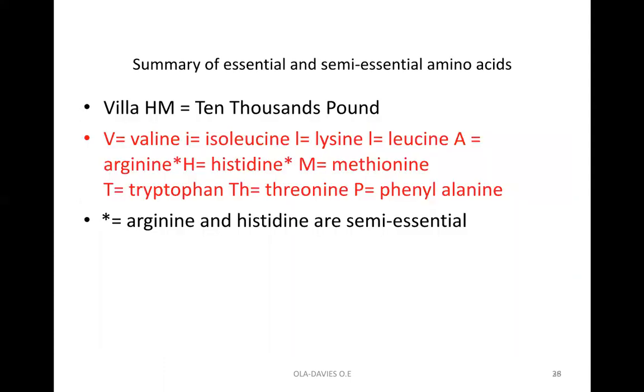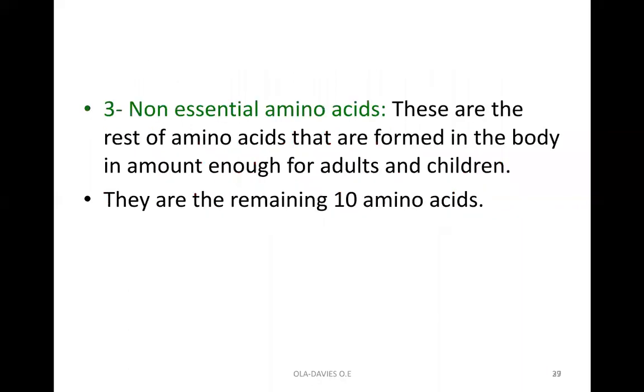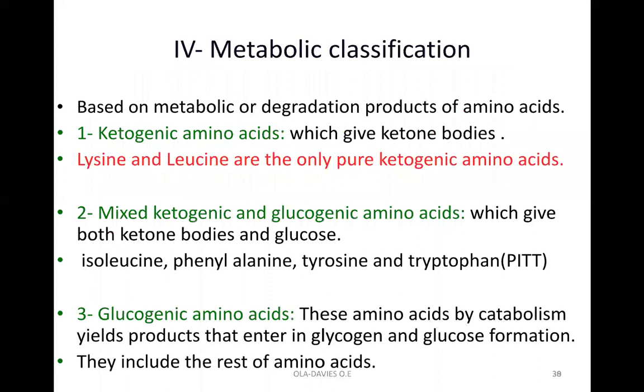So now talking about the essential, I've actually depicted them as Villa HM, 10,000 pounds, just for ease of identification for me. You also can give an acronym that will help you to remember them. The third group are the non-essential amino acids, just from the name. These are the rest of the 20 standard amino acids that are formed in the body in amounts that are enough for adults and children. And these are the remaining 10 amino acid.